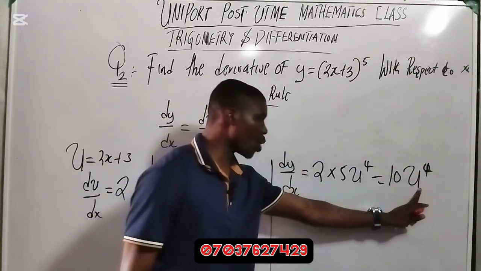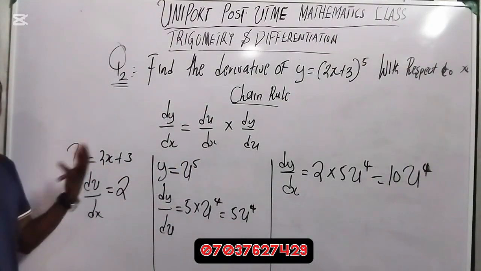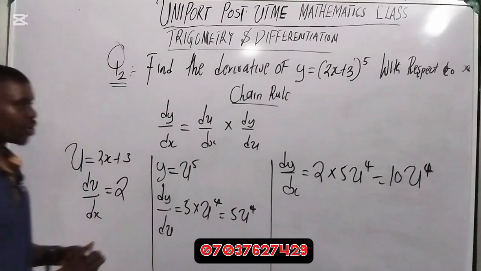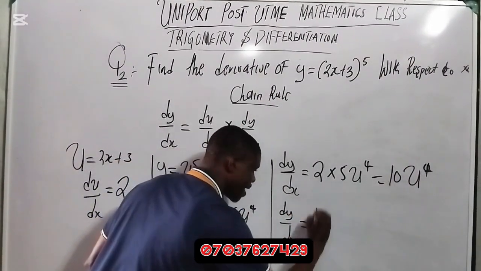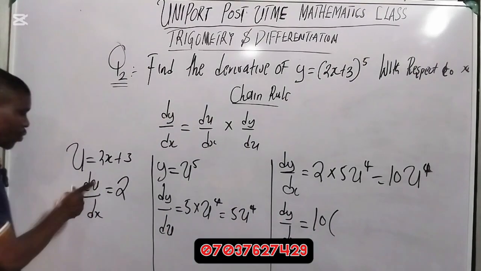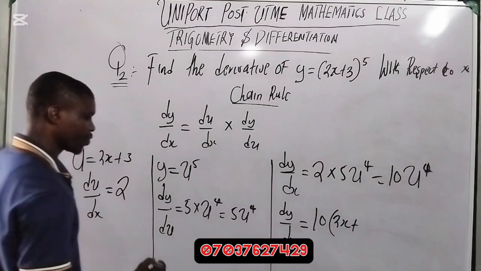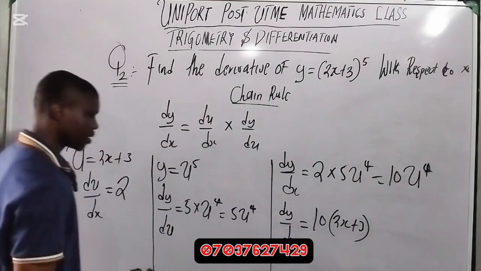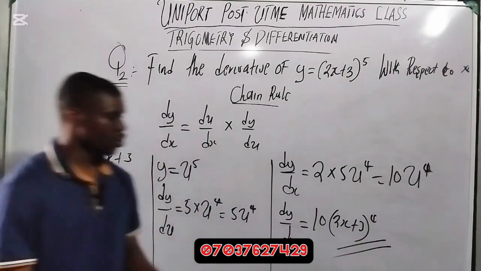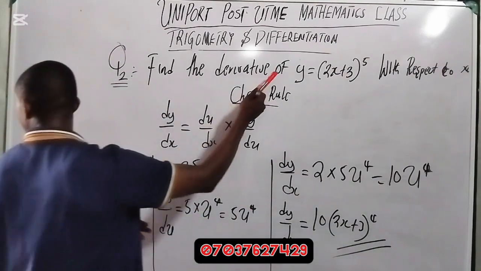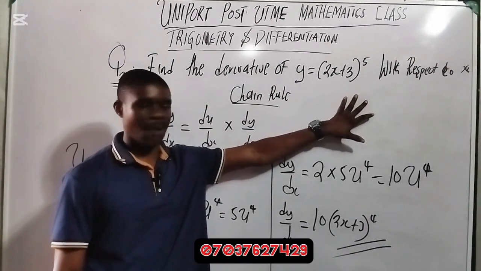Now, but what is u again? We know that u is equal to 2x + 3. So dy over dx equals 10 times u, which is (2x + 3), raised to 4. So this is not the answer yet. You must take note of this chain rule. This chain rule used to come out in the exam all the time, right?